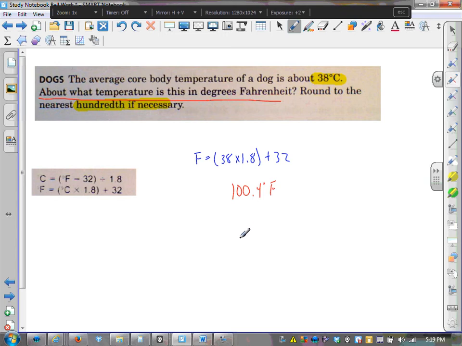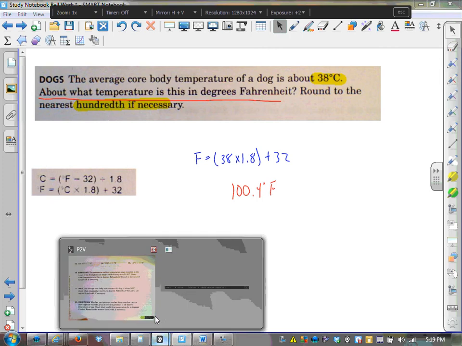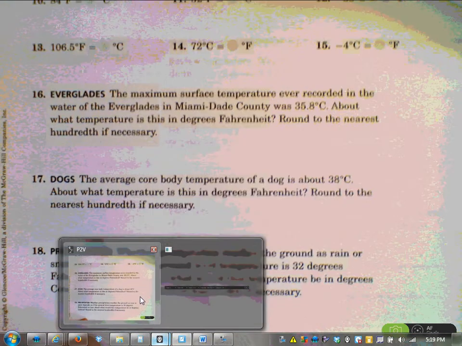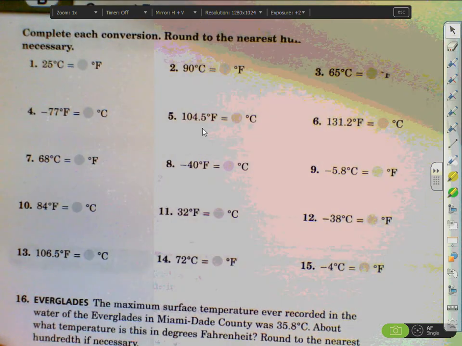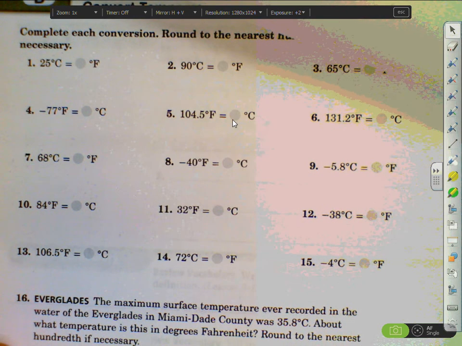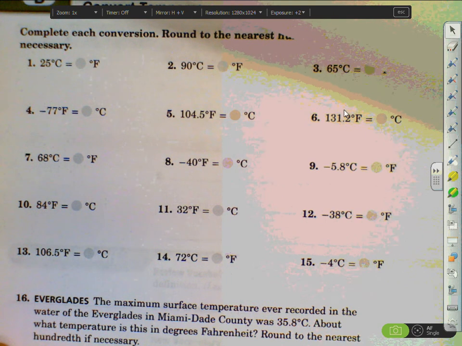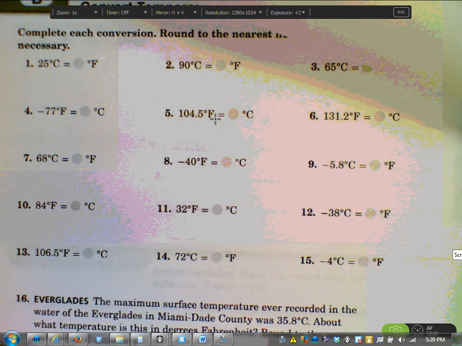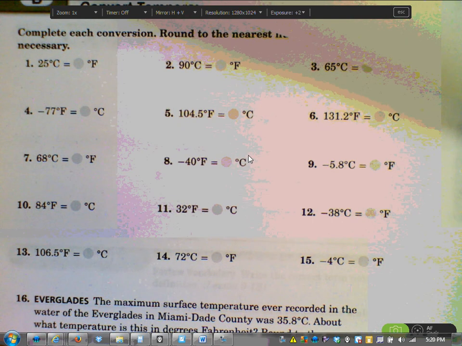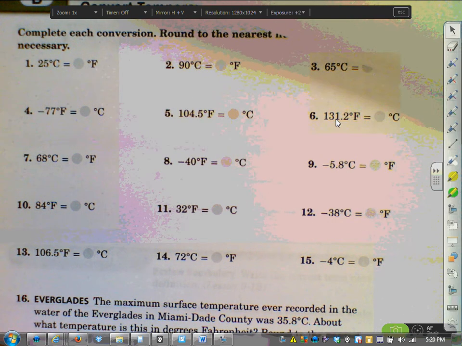Let's do one more. Let's change a Fahrenheit to Celsius just so we can show that process. Here's 104.5 degrees Fahrenheit, so this ought to be above 38 degrees Celsius, right? Just from the ones we've done already.